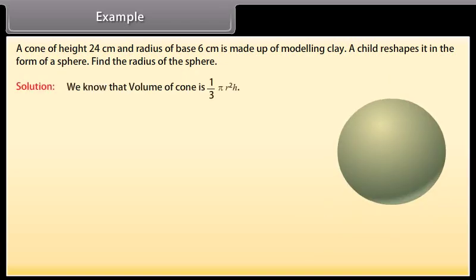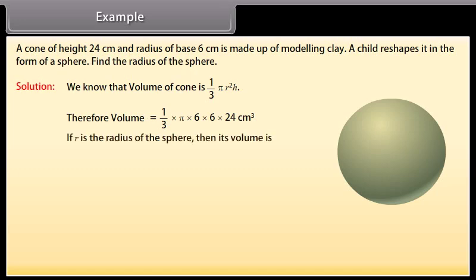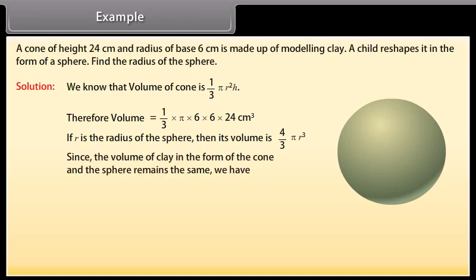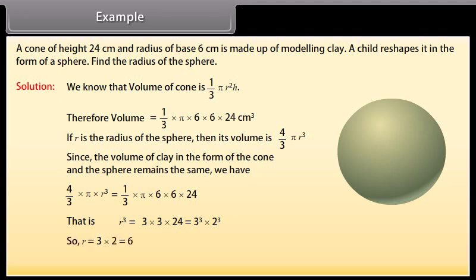Solution. We know that volume of a cone is 1 by 3 pi r square h, which is equal to 1 by 3 into pi into 6 into 6 into 24 centimeter cube. If r is the radius of the sphere, then its volume is 4 upon 3 pi r cube. Since the volume of clay in the form of the cone and the sphere remains the same, we have the two volumes equal, so r is equal to 3 into 2, which is 6. Therefore, the radius of the sphere is 6 centimeter.